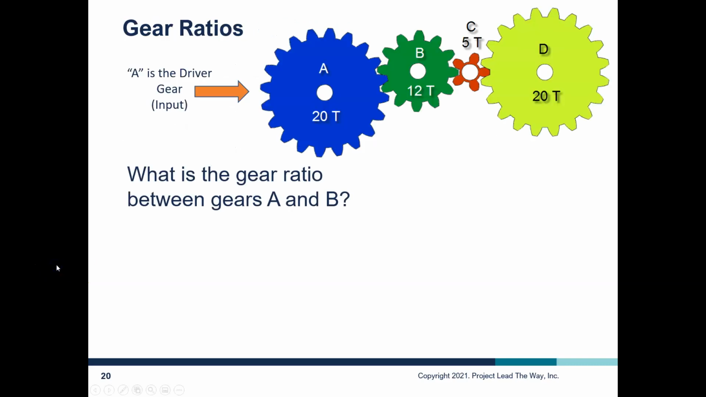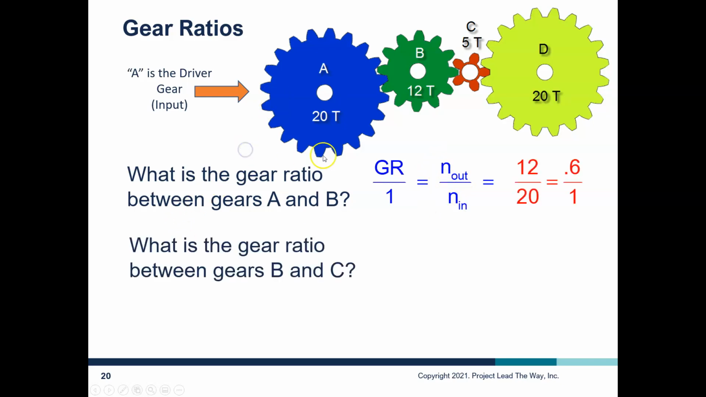So let's talk about gear ratios with multiple gears. In this example, we're going to say that gear A is going to be our driver gear, or our input gear, to start out with. Now we want to find out what the gear ratio is between gear A and gear B. We know that the gear ratio has to be the number of teeth out over the number of teeth in. So in this example, it's going to be 12 over 20. 12 is the in, 20 is the out. When I divide that out, I get 0.6 over 1.